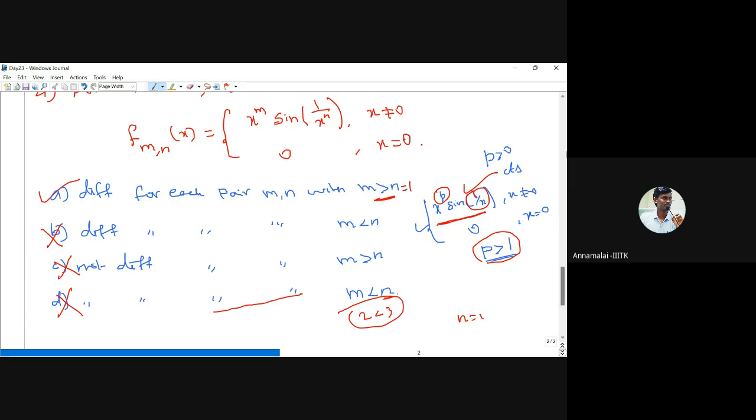So we know that x power p sine 1 by x is differentiable for p greater than 1. Therefore, the only correct case is the first option. Okay, all others are false. Any doubt in this? Okay.